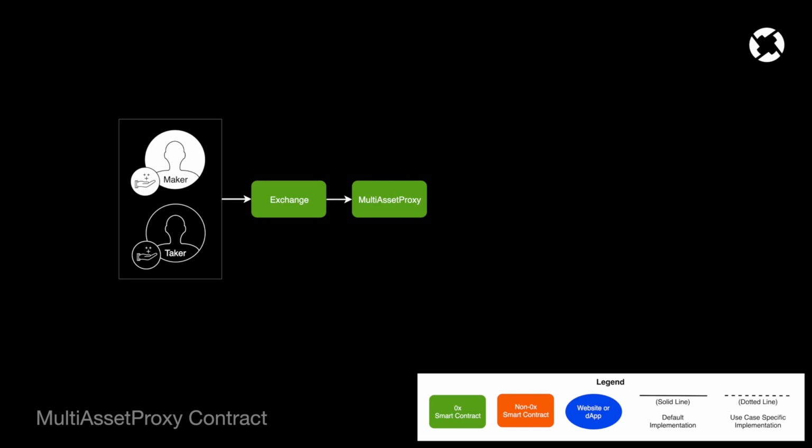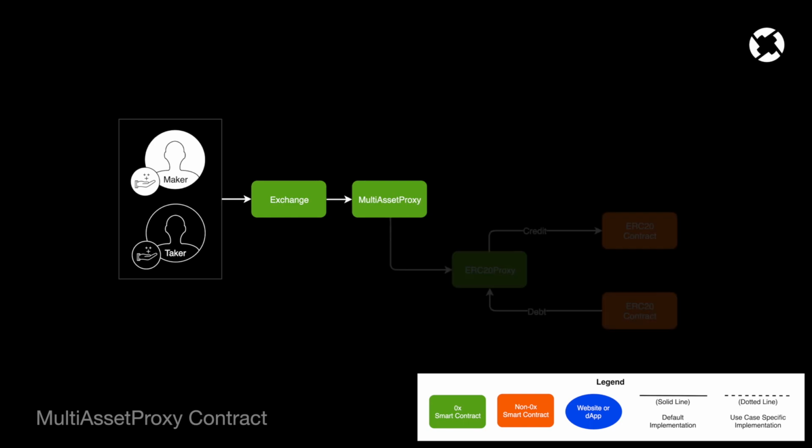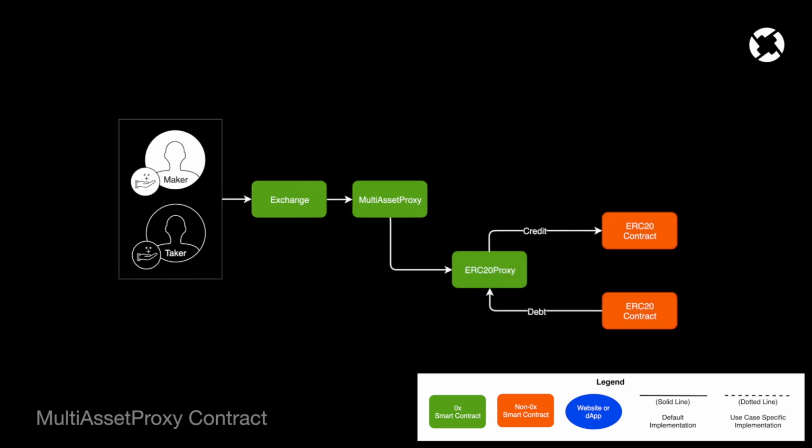So the taker will submit this order to the exchange contract, which will then call into the multi-asset proxy. Now let's assume that this batch contains one ERC-721 token and one ERC-20 token. So the multi-asset proxy will call into the ERC-20 proxy, which will debit one of the trader's accounts and credit the other trader's account for that token.